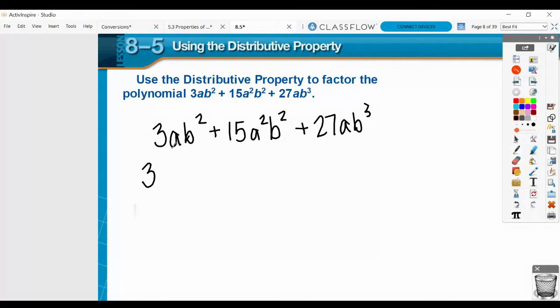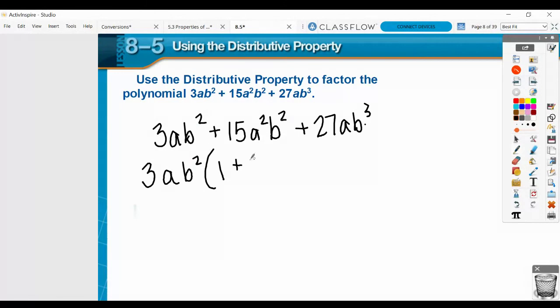Can we look at the A's? We have 1, 2, and 1, so we can only take out 1. Then we have 2, 2, and 3, so we can take out 2 B's. Okay, then we're going to divide. 3 divided by 3 is 1. Subtract the exponents. A minus a would be 0. B squared minus b squared would be 0. That's all for the first one.